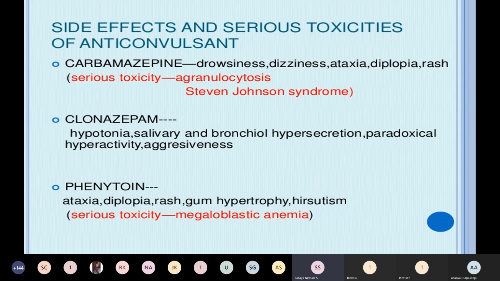Phenytoin, as you know, can cause ataxia, diplopia, rash, gum hyperplasia, hirsutism. It can cause megaloblastic anemia and it impairs vitamin D metabolism. So they can develop osteomalacia also. So for girls, usually phenytoin will not be preferred because it can cause all this hirsutism.